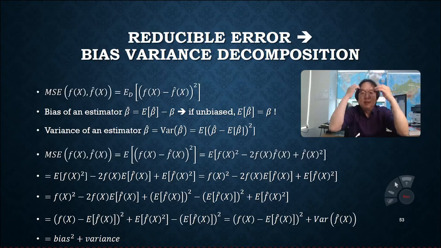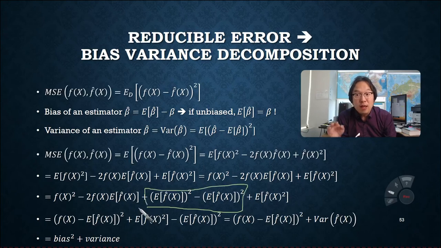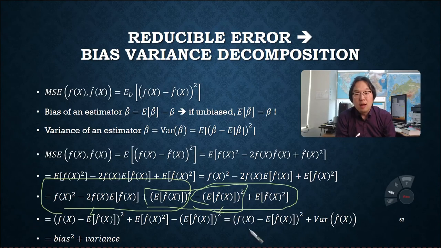The MSE of f of x and f hat of x should be like this. If you do the math and the square, it will look like this, and it will decompose into this nice format. One trick that I use here is to add and subtract the same number, the mathematician's favorite technique. So this guy becomes that, and that guy becomes this. The first item turns out to be bias squared, because we defined this guy as bias.